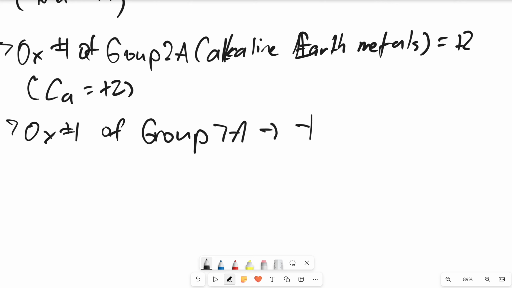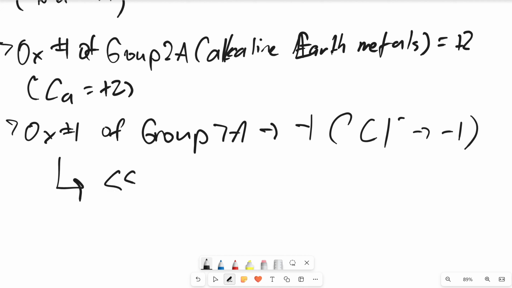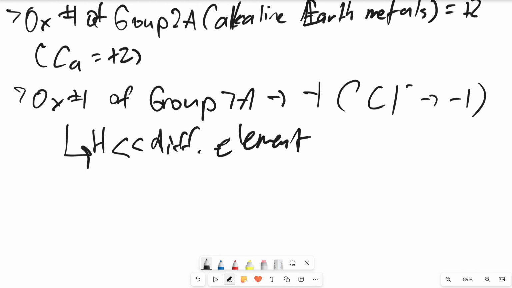Are going to be almost always -1, unless, so actually let me just finish this guy. Like earlier, Cl minus is going to be -1, unless in the presence of a more, so I'm going to put 2 less than signs because it's going to be group 7, so halogen H is less than in terms of electronegativity of a different element, right? So what does that mean? Basically, I'll give you an example for this one because this is just easier to exemplify, right?